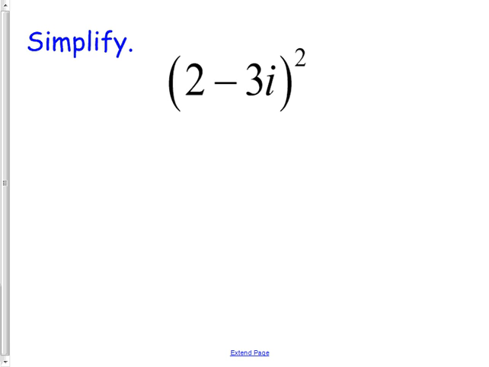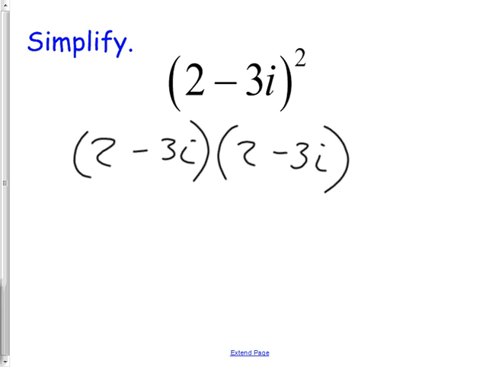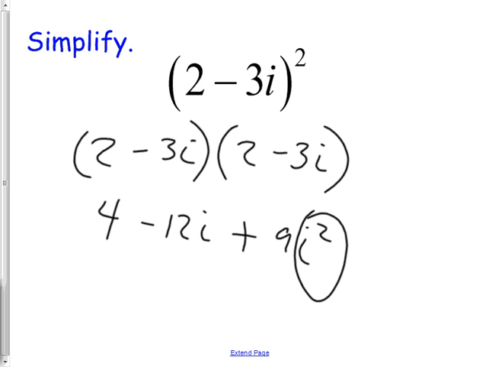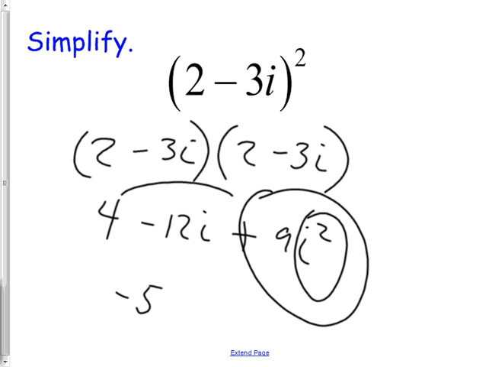Turn it my way again. I'll see if you did it right. When you FOIL this thing out, you've got 2 minus 3i, and you've got 2 minus 3i. First, make 4. Outside and inside together make negative 6, and negative 6 makes negative 12i. I squared? No, it's just i. Sorry, negative 12i. And then the last makes positive 9i squared. That turns into a negative 1, which makes this a negative 9. Then when it goes with the 4, that makes negative 5 minus 12i.